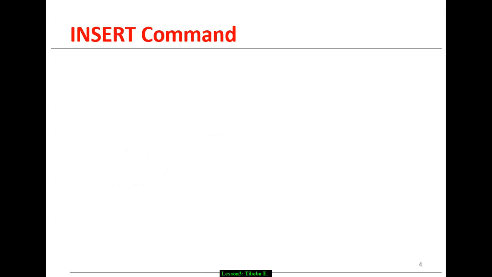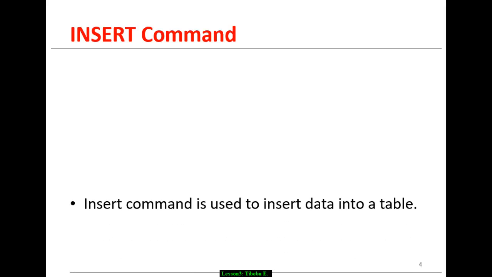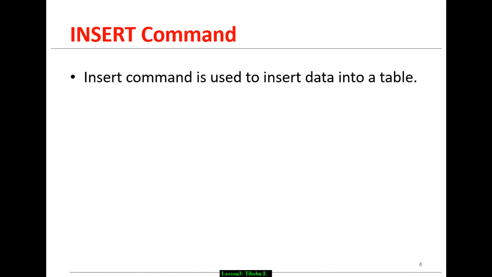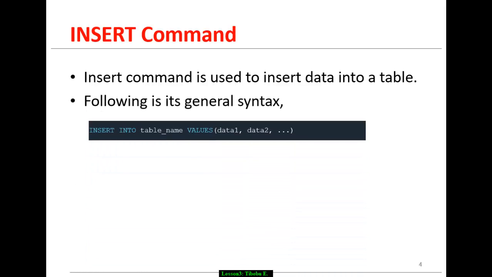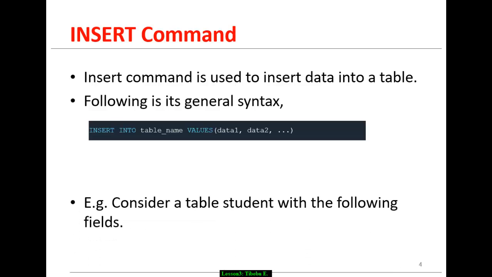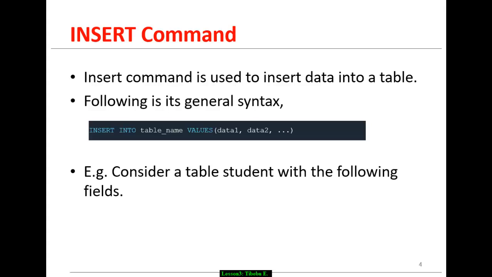Let us see the first DML command, the insert command. Insert command is used to insert new data into a table. Following is its general syntax. You must specify the relation name and a list of values for the newly inserted data, which is called a record, or tuple. The values should be listed in the same order in which the corresponding attributes were specified in the create table command. For example, consider a table student with the following fields.